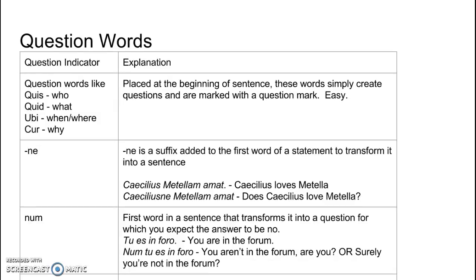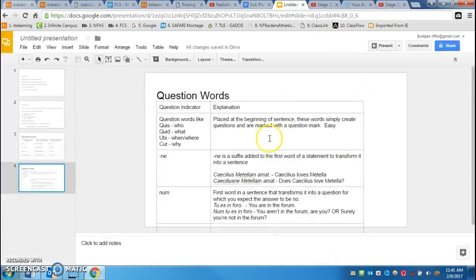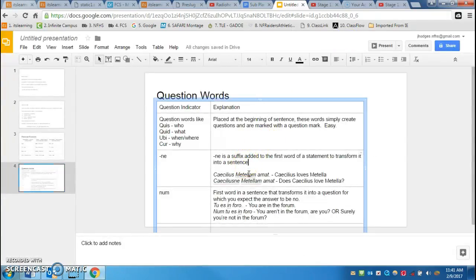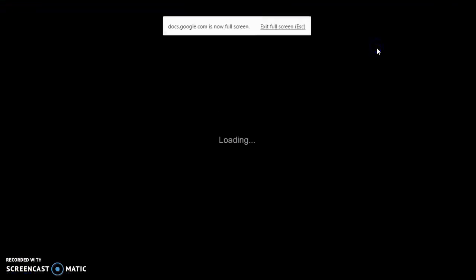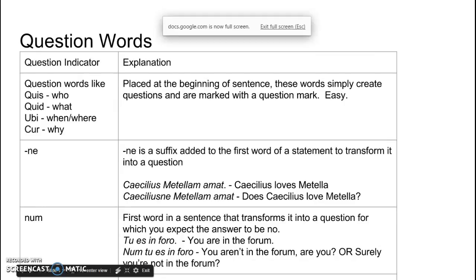The next one is -ne, which is a suffix added onto the first word of a statement, and that transforms it into a question. I said "sentence" on the slide there. Let me fix that. I'm too deep to go back and redo this video, so you're just going to have to deal with that. Okay. -Ne is the suffix added onto the first word of a statement to transform it into a question.